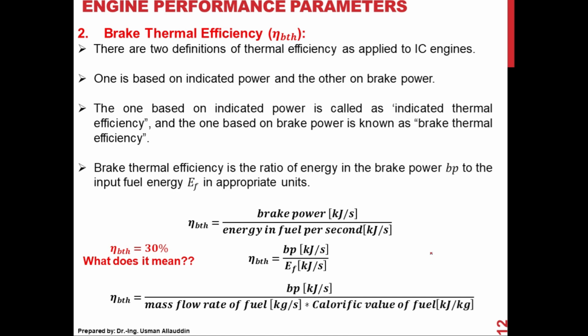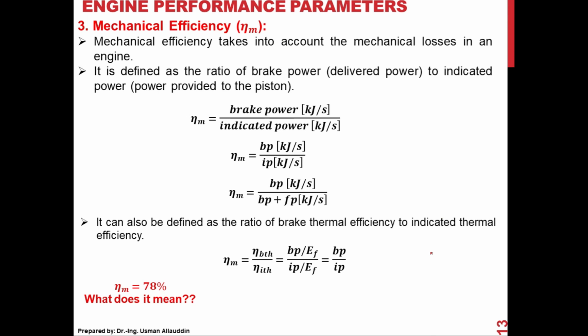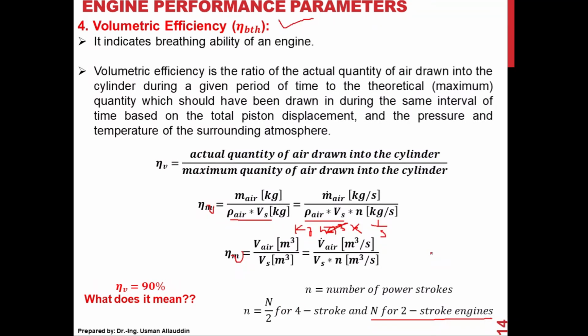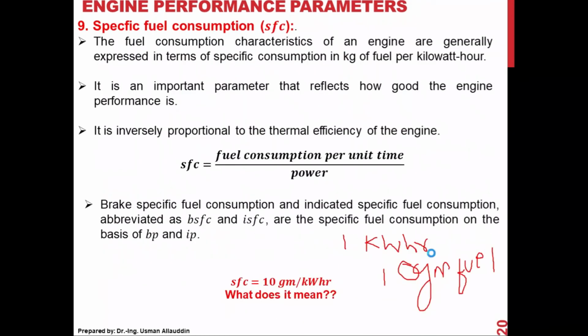So in the next class I will solve a few numericals on the basis of these formulas. Different conditions will be given, and let's suppose we need to find the brake thermal efficiency, indicated thermal efficiency, mean piston speed. So a few parameters will be given and a few output parameters will be required.